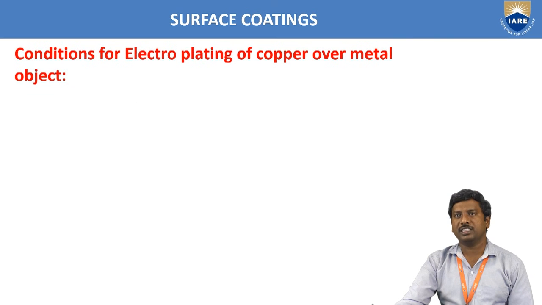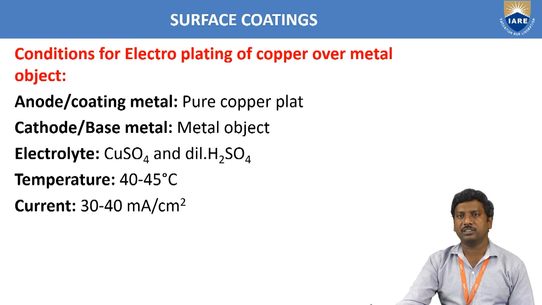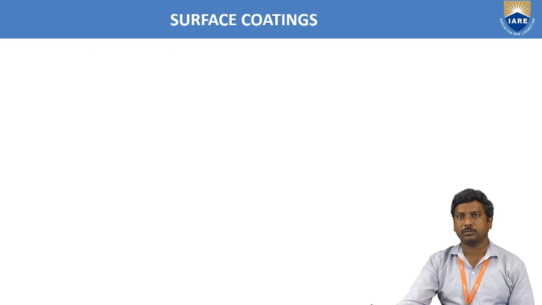So what are the conditions for the electroplating of copper over a metallic object? The anode and coating metal is pure copper plate, the cathode base metal is the metal object, and the electrolyte is its own ionic solution, like copper sulfate with dilute sulfuric acid. The temperature is 40 to 45 degrees centigrade, and the current is 30 to 40 milliampere per centimeter square.